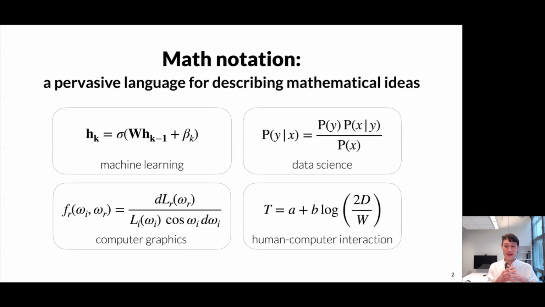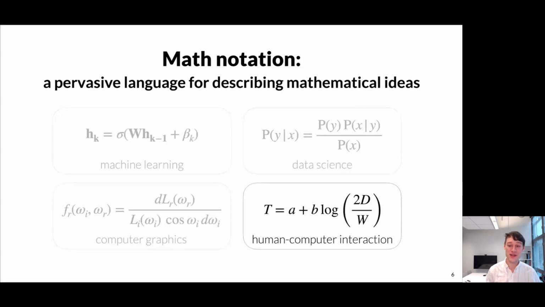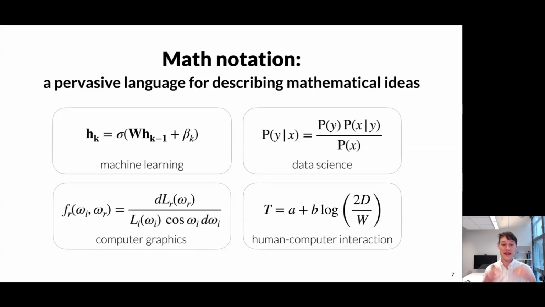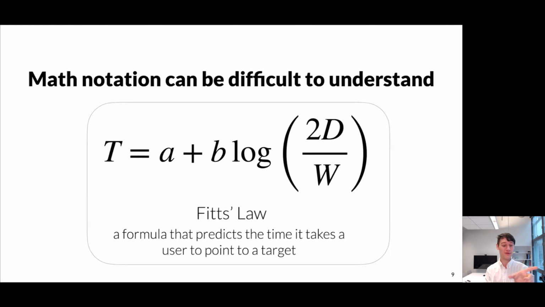Scientific formulas are incredibly pervasive. We use them in our scientific communication, whether our domain is machine learning, data science, computer graphics, human-computer interaction, or any number of other fields that have formal underpinnings. Oftentimes, math notation is a really expeditious way to communicate ideas with those formal underpinnings. To choose an example for my own domain, here is the Fitts law formula, which predicts the amount of time that it takes a user to point to a target on the screen. This is kind of like a canonical formula from HCI.